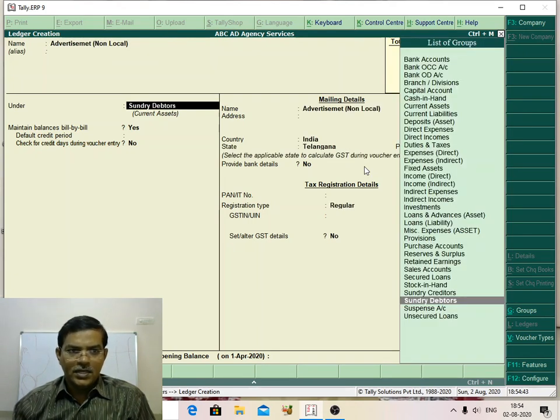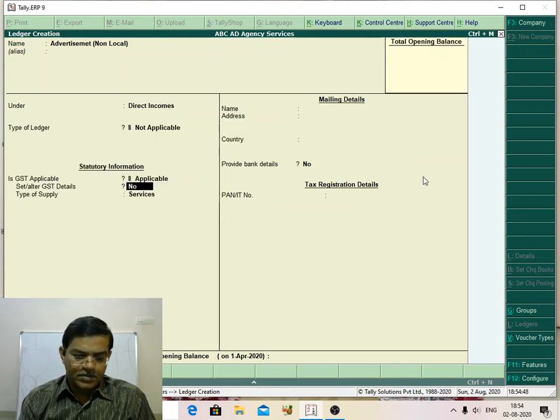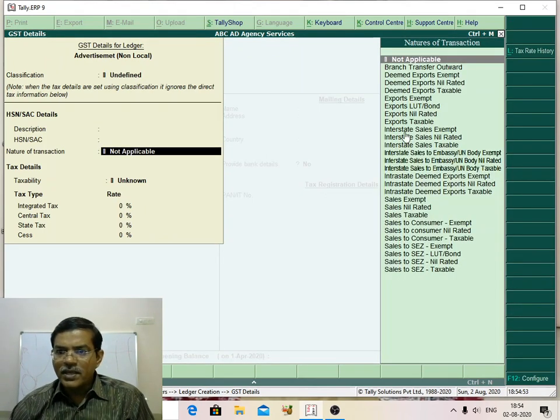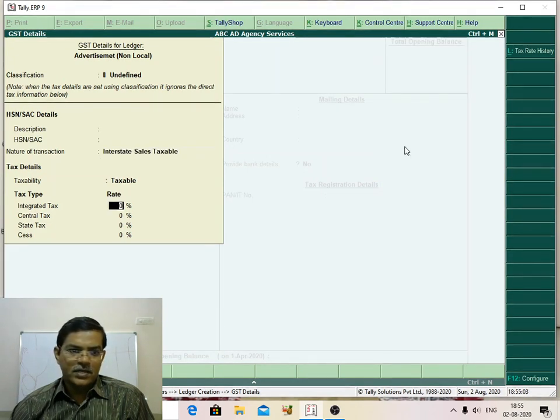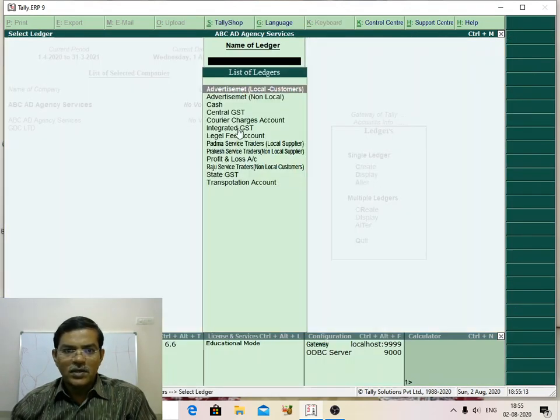So it is under income, direct income. GST is applicable, yes. Okay, so here I am selecting interstate. Here I am selecting interstate sales taxable. Okay, and the tax rate is 18%. Like it is services. Okay, I am creating one more ledger master. I will see advertisement local, non-local, and local customer is only one. So I have non-local customer is one.